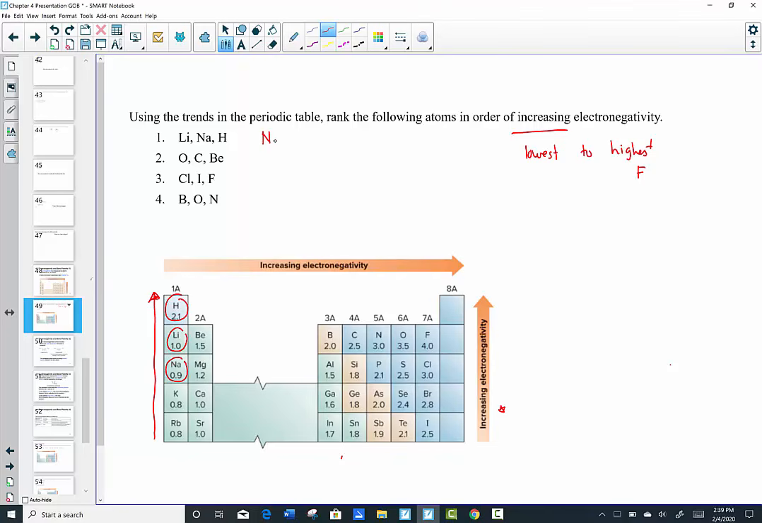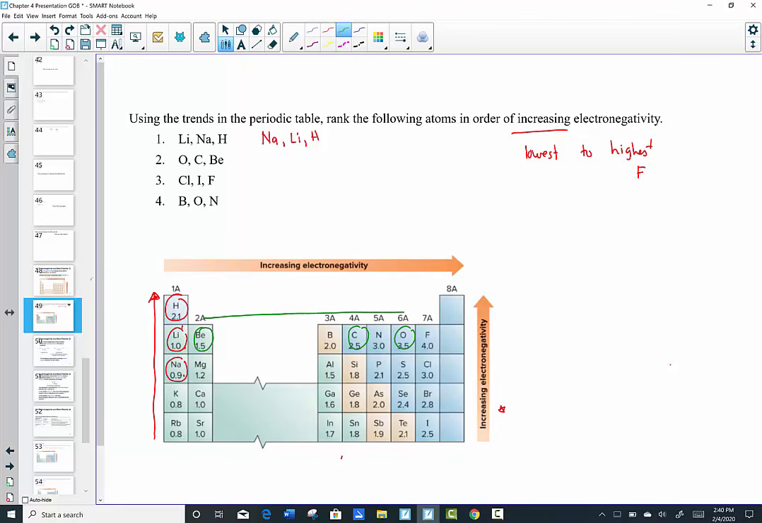So the lowest would be sodium. It's the largest atom. Its protons are shielded. Then lithium, then hydrogen. And you can verify that with your electronegativity numbers. But without the chart, that's what you're looking for. Don't rely on the chart. Understand the trend. It increases going up a column. Let's compare an oxygen, a carbon, and a beryllium. So now all of a sudden we're looking at the same row, and this is the trend. We have to work to remember that electronegativity increases towards fluorine.